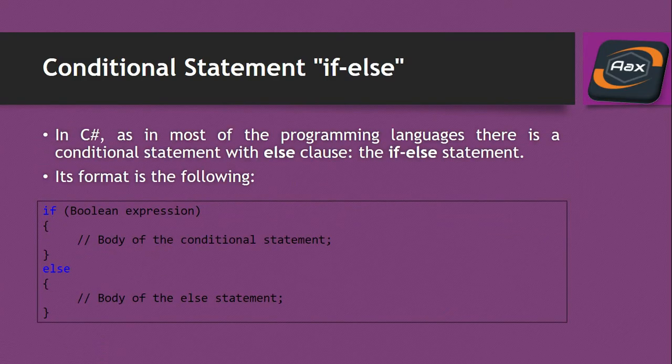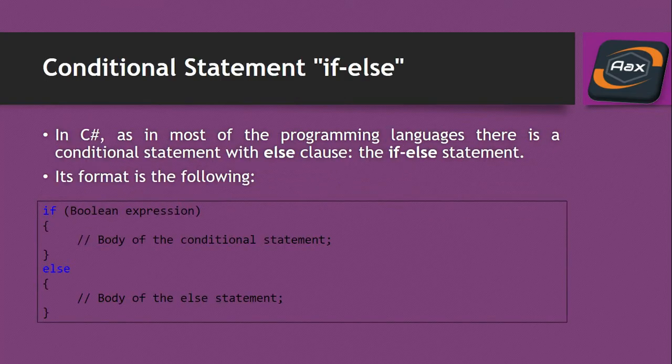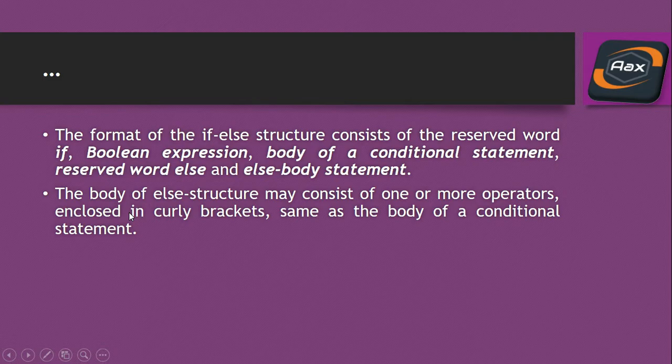Conditional statement if else. This is the format. We have the Boolean expression, the if block, the body of the conditional statement, and then we have else, then the body of the else statement. If this Boolean expression is evaluated to true, the body of the conditional statement is executed. Otherwise, the body of the else statement is executed. So here the Boolean expression should return a true or false value.